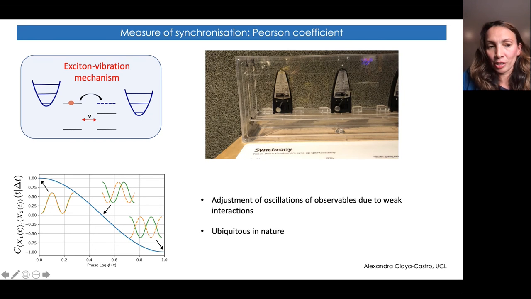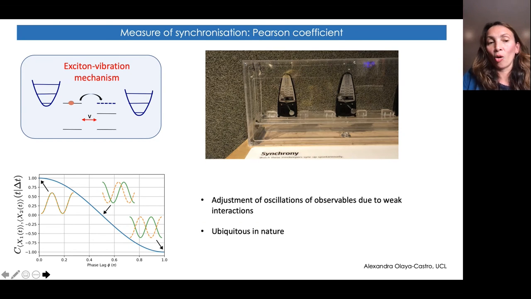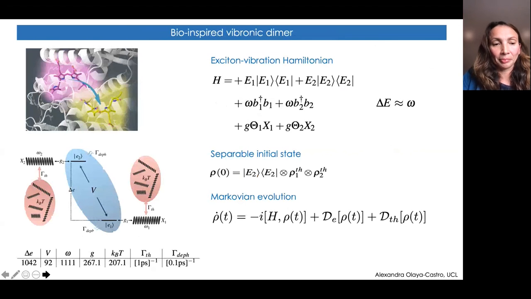We use this Pearson coefficient as a measure of synchronization, which essentially tells me if these systems are synchronized, and what the phase difference between them is. So it gives me a value only when the systems are synchronized, but the value it gives me tells me about the phase lag between the two systems that are synchronized. This is important for understanding what these results are telling us.